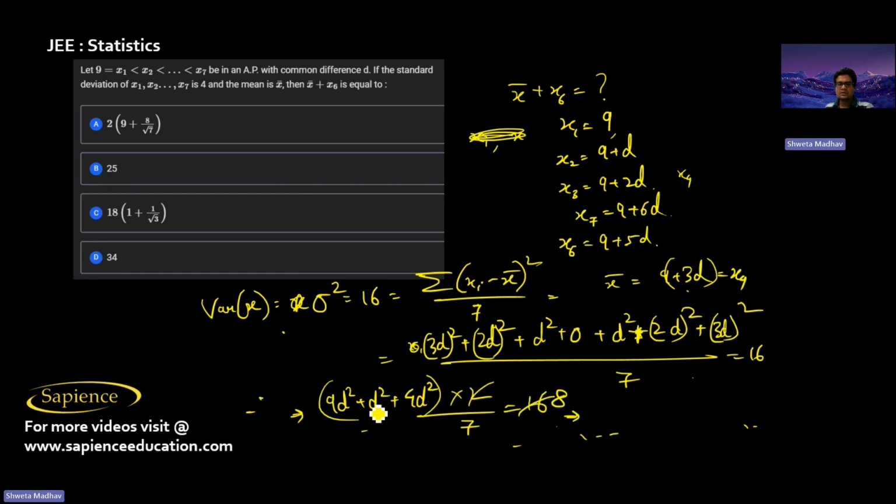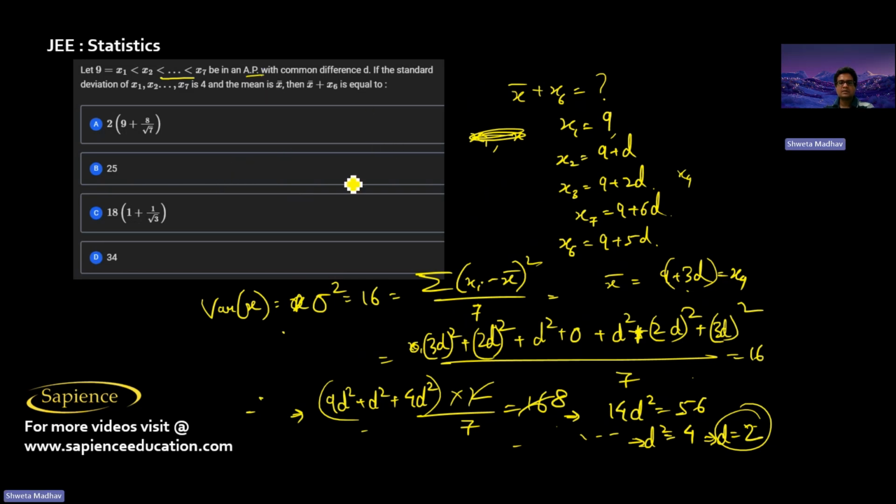So therefore I will take 9, so 14d square is equal to 56. So d square is equal to 4. So d is equal to 2. Since d is greater than 0, since it is an increasing AP, so d is 2.